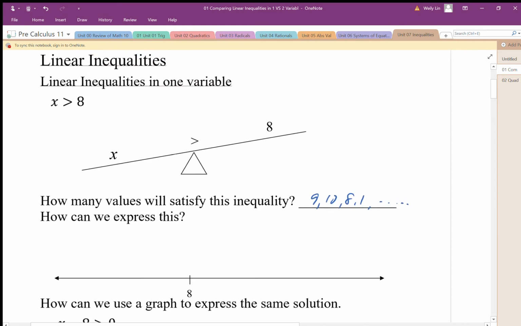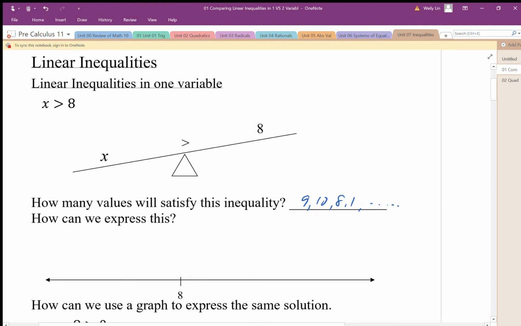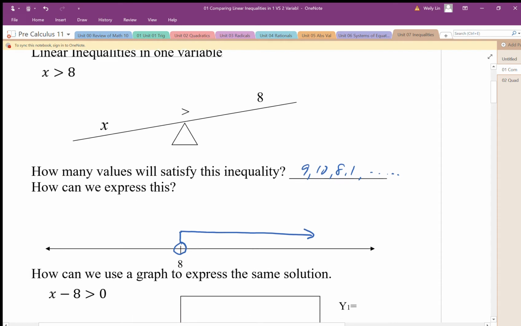To show this, we can't just list out every single number because it's impossible. There are infinite numbers. So the way we do this is we show it on a number line. We show that we want 8, but it's not including 8, so we show it with an open circle, and then we just show it as an arrow on the number line. All the numbers on this side of 8 will satisfy this inequality, so our solution can be expressed on a number line like this.